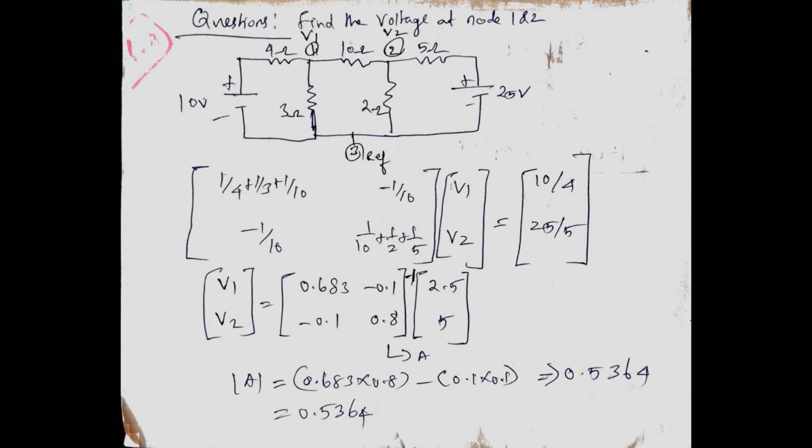The node meeting elements are very important: 4 ohm, 3 ohm and 10 ohm, with 10 volts. The first node is meeting. The second node meeting elements are 10 ohm, 2 ohm, 5 ohm and a 20 volt supply. In this way, we calculate the node voltages. In the V1, V2 matrix, capital V1, V2 are node voltages. We find 0.683, minus 0.1, minus 0.1, 0.8. The inverse matrix has 2.55. Finally, the determinant value is 0.5364.